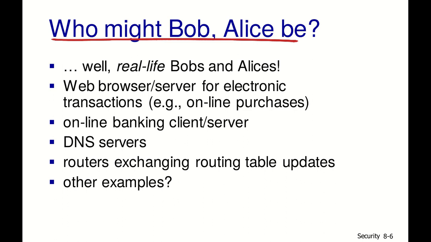And also when we study routing protocols, routers need to exchange information about routing tables with neighboring routers. So this can also be Alice and Bob in real life. And there are many applications and many examples of Alice and Bob in networks.